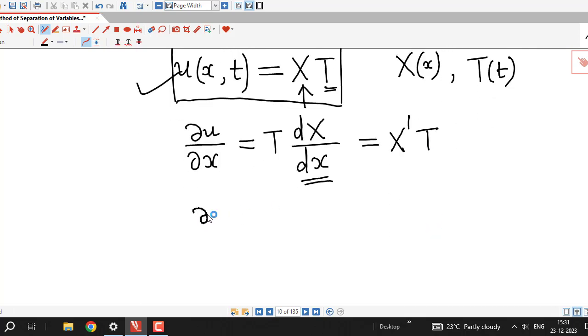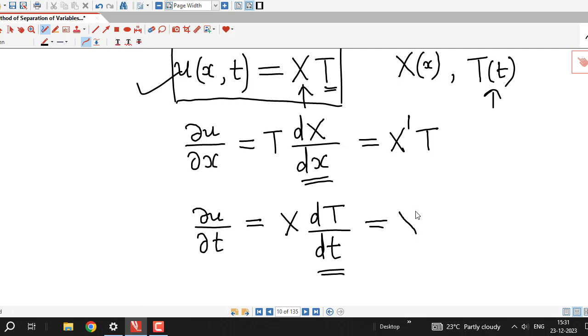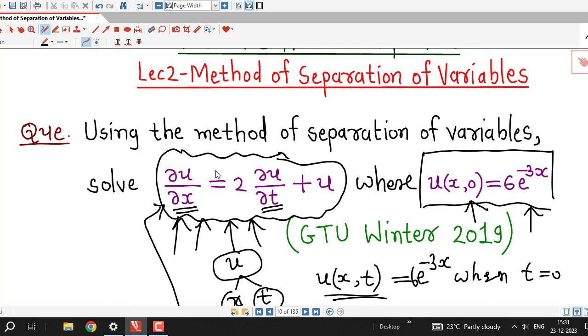Similarly we can write the partial derivative of u with respect to t. For that we consider x as constant, and T is a function of t only, and we are differentiating with respect to t, so we write the ordinary derivative, which is denoted by T dash. So now we can replace del u by del x by X dash T, and del u by del t by X T dash in this equation.